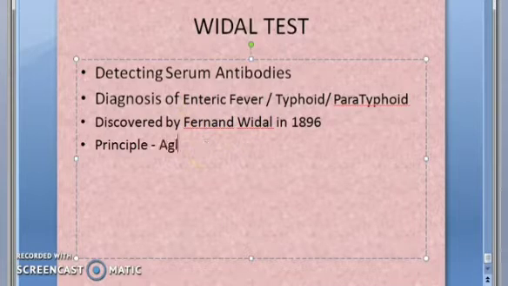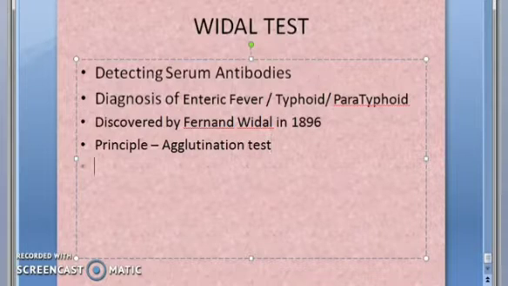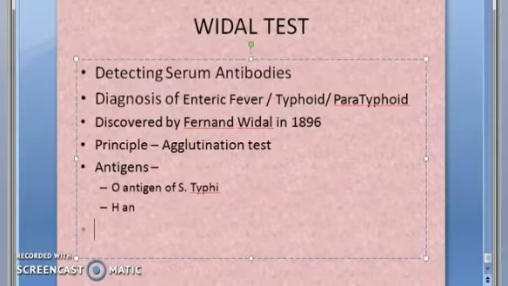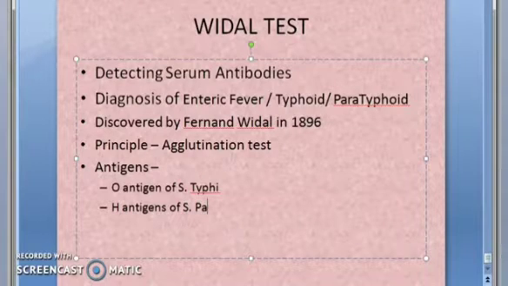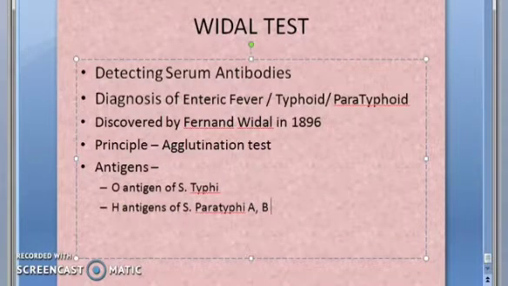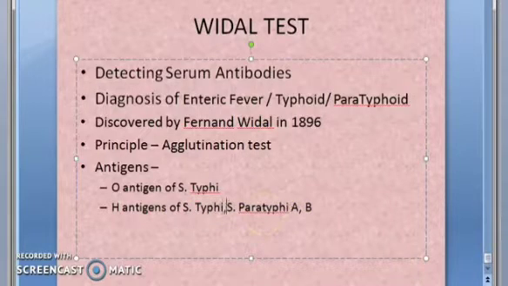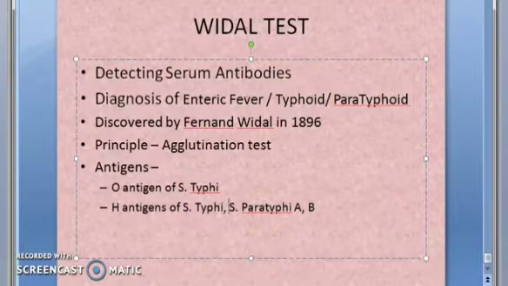Principle: it's an agglutination test. What antigens do we use? O antigen of Salmonella typhi, H antigens of Salmonella paratyphi A, B we use, and O also. H antigens of all these we use: Salmonella typhi, Salmonella paratyphi A and B.